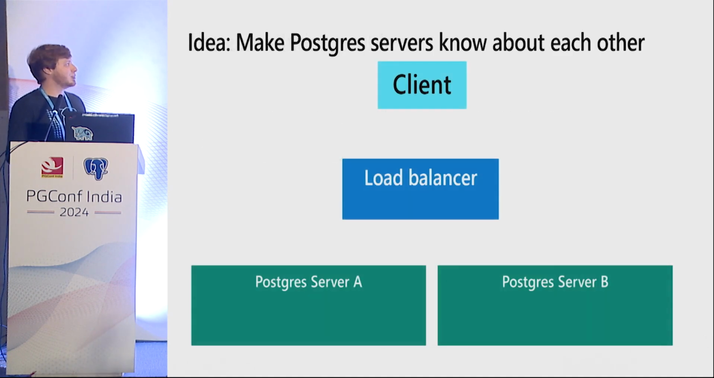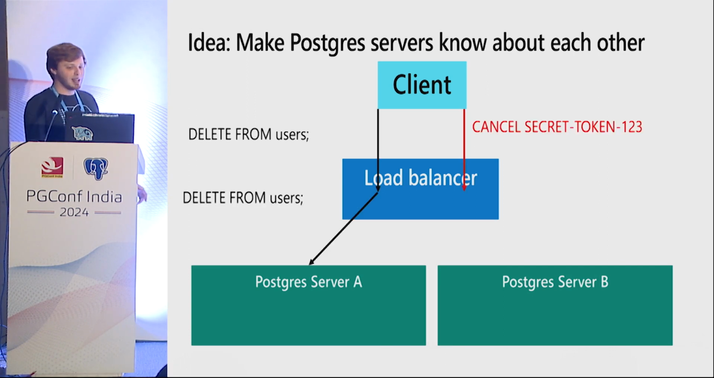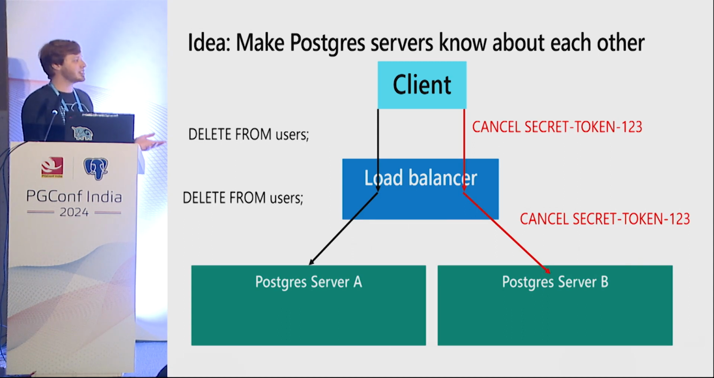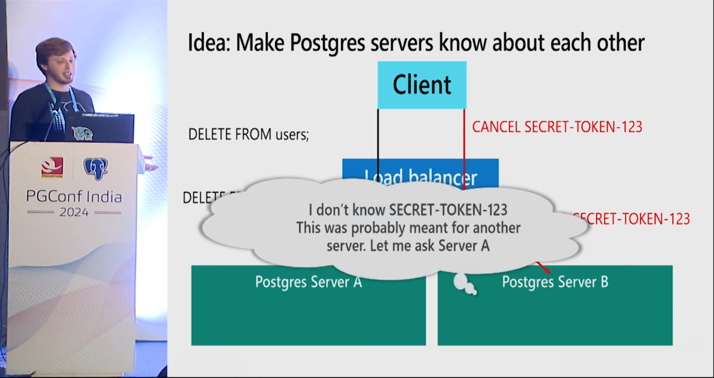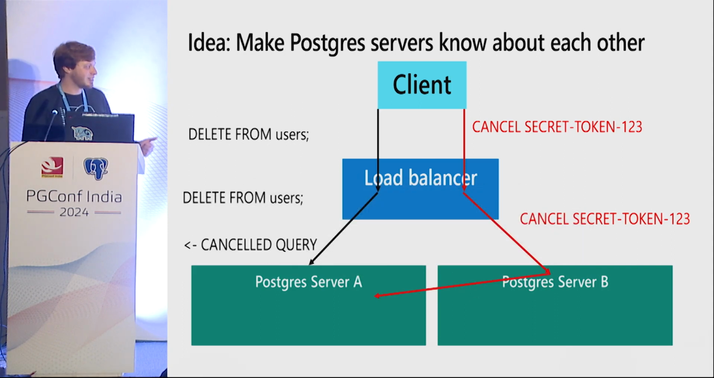So, what can we do? Well, one idea is to make Postgres servers know about each other. So, let's do the same flow: the delete from users goes to server A, and the cancel token goes to server B. But instead of server B saying, I don't know this token, it's a hacker, let me ignore this, it says, I don't know this token, but that probably means it's not for me, it's just for server A. Let me send it over there. And then server A can say, yes, good, I canceled your query, and your data is fine.